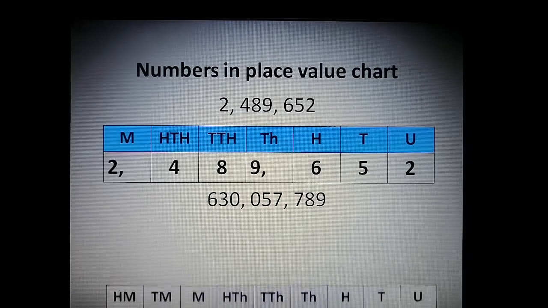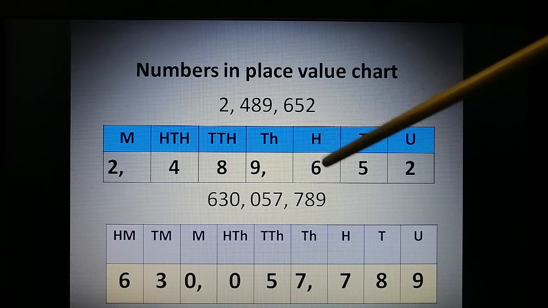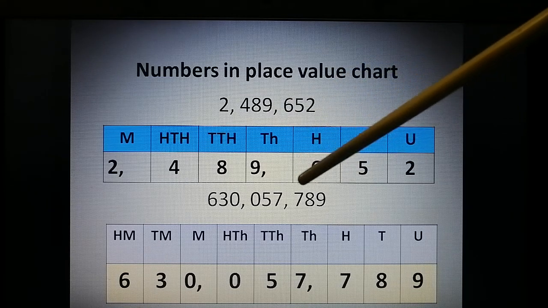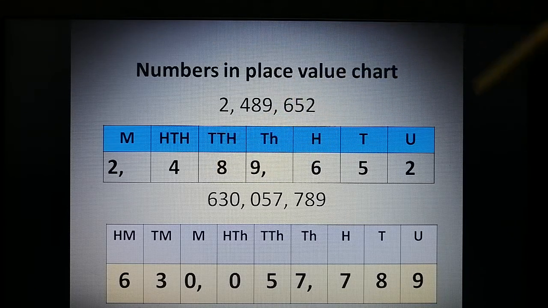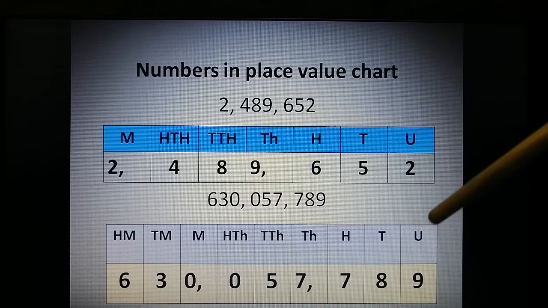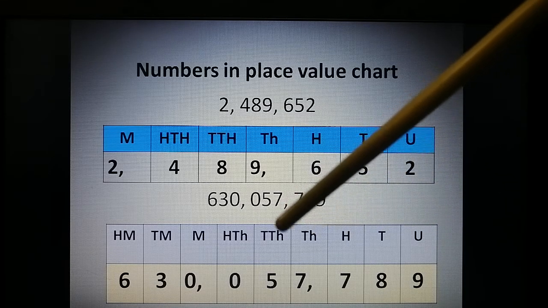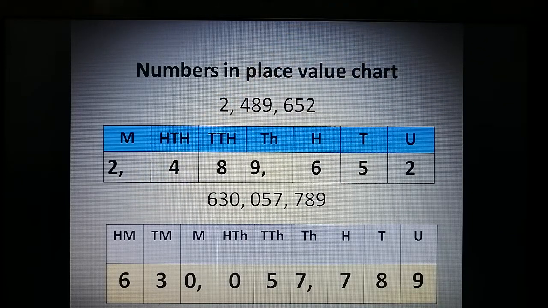We have another example. How many numbers do we have? 1, 2, 3. How many digits? 1, 2, 3, 4, 5, 6, 7, 8, 9. So I am writing 9 place values starting from unit, tens, 100, 1000, 10,000, 100,000, million, 10 million, 100 million.